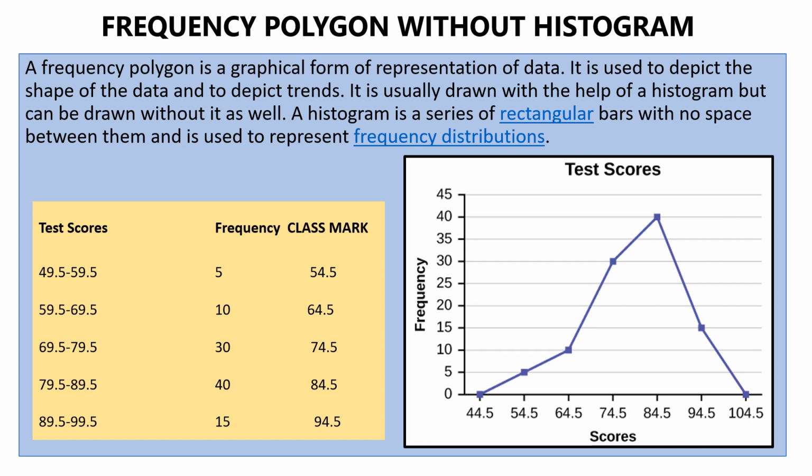Now let's try to create the graph. See, at 54.5 we have a frequency of 5, so plot a dot at 5. At 64.5, we plot a dot at 10. At 74.5, 30. At 84.5, 40. At 94.5, 15. And when we join only these points, we get a frequency polygon.